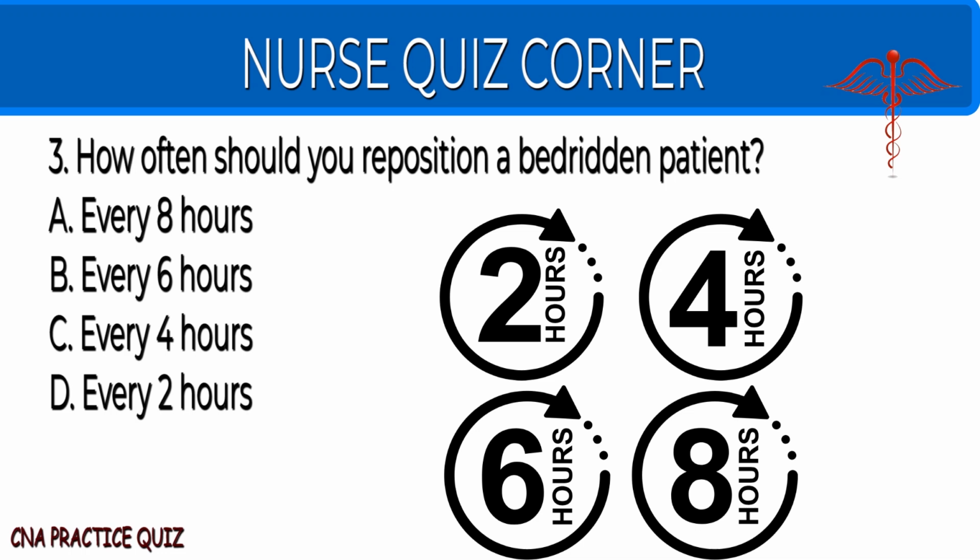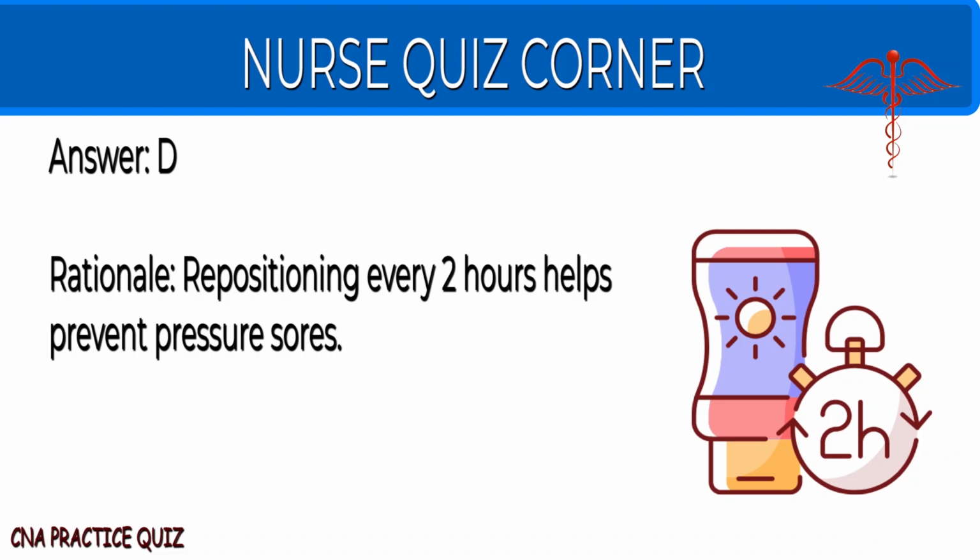3. How often should you reposition a bedridden patient? A. Every 8 hours. B. Every 6 hours. C. Every 4 hours. D. Every 2 hours. Answer D. Rationale. Repositioning every 2 hours helps prevent pressure sores.